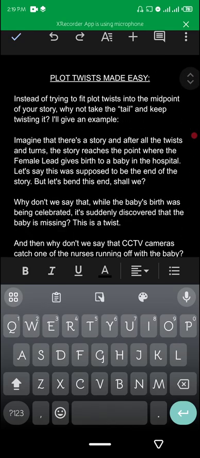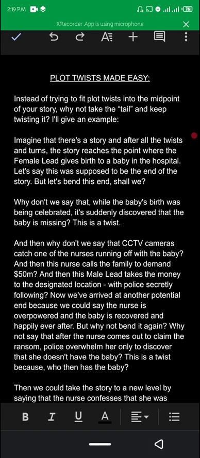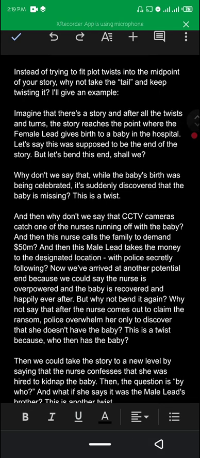Now, you read the notes. As you read, I will be explaining. It says here, instead of trying to fit plot twists into the midpoint of your story, why not take the tail and keep twisting it? Now, before I read out, you can be reading the example as you listen to me. Most of the time, the reason why people struggle to get plot twists is that they are trying to first write their story and then start looking for where they can put plot twists. That can work. It has worked, but there is a simpler method.